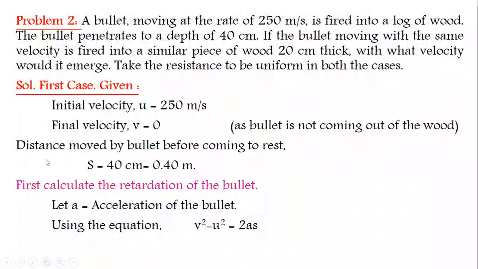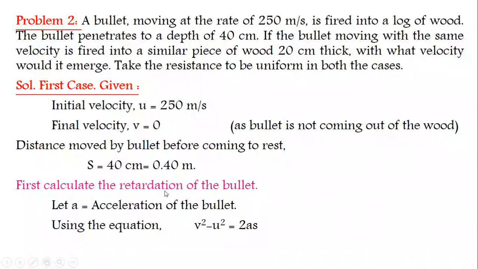The distance moved by the bullet before coming to rest is 40 centimeter. The depth of penetration is 40 centimeter. So 40 centimeter is converted into meter: 40 into 10 to the power minus 2, or 0.40 meter.